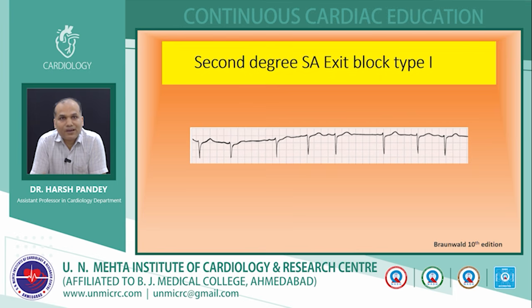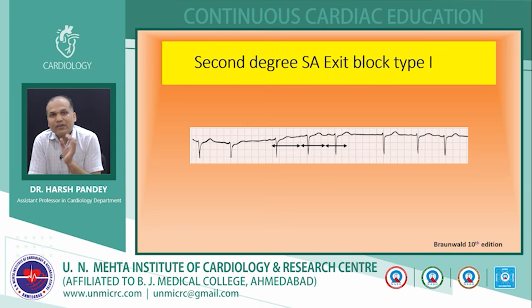This is one example of second degree nodal exit block type 1. You can see the PP interval here is this much, and subsequently the PP interval becomes shorter and shorter, and then the P wave was dropped out. So whenever you see the PP interval shortening and then a P wave is blocked, you have to look for second degree nodal exit block type 1.